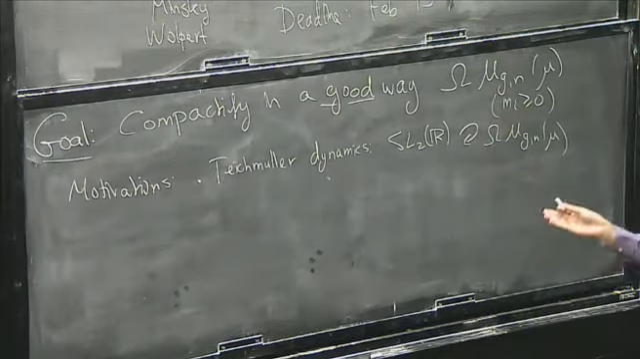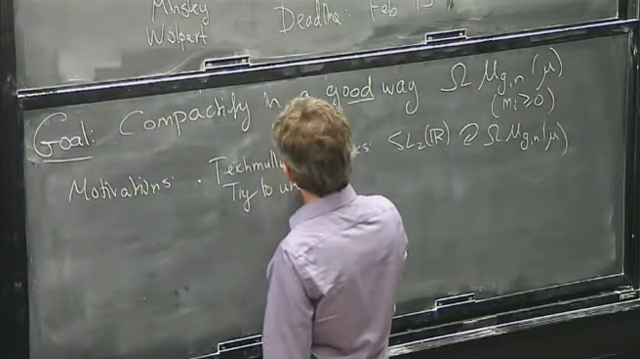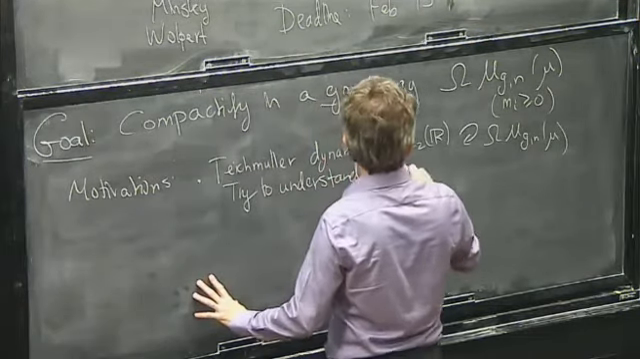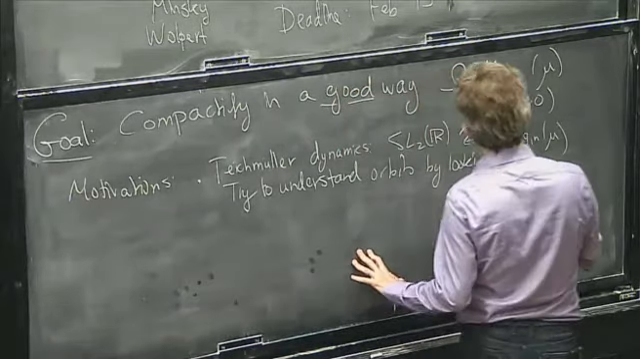So this means you can try to understand orbits by looking at their degenerations. Orbit closures, really, but never mind.